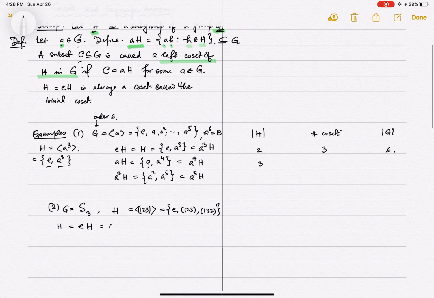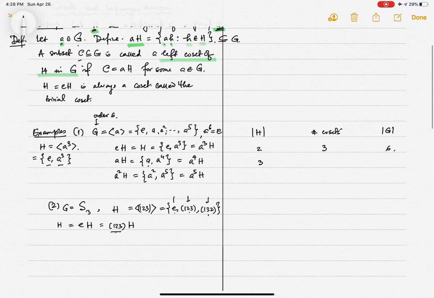But that's also the coset of (1 2 3), you can check. Because when you multiply by (1 2 3), you get (1 2 3) times E, which is (1 2 3). You get (1 2 3) times (1 2 3), which is (1 3 2). And then you get (1 2 3) times (1 3 2), which is E. So you again get H. And by a similar calculation, the coset containing (1 3 2) is also H.